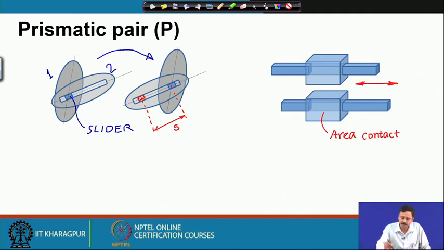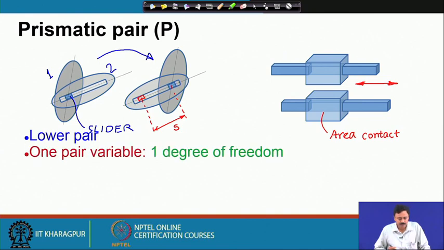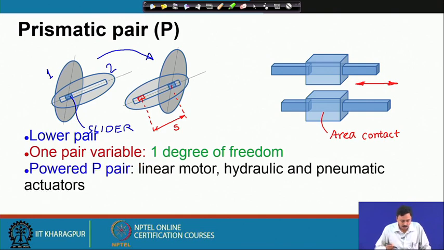Therefore, a prismatic pair is a lower pair, it has got one pair variable S. So, it allows 1 degree of freedom between the two links. A powered P pair is a linear motor or a hydraulic or pneumatic actuator. They are classified as powered P pairs. So, normally a linear motor produces only the extension of the motor, or a hydraulic or pneumatic actuator, as you know, produces only extension of the actuator. There is no rotation.